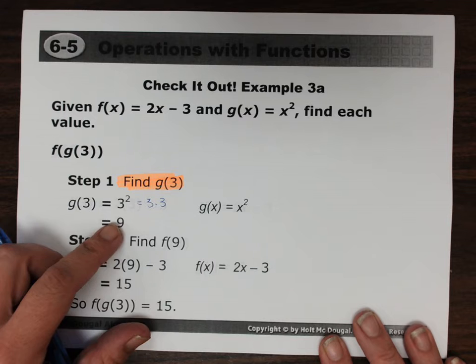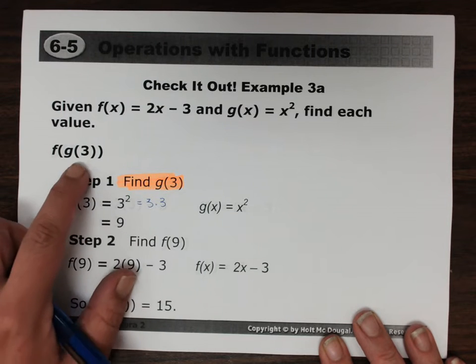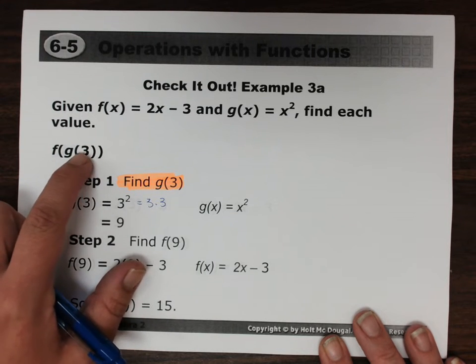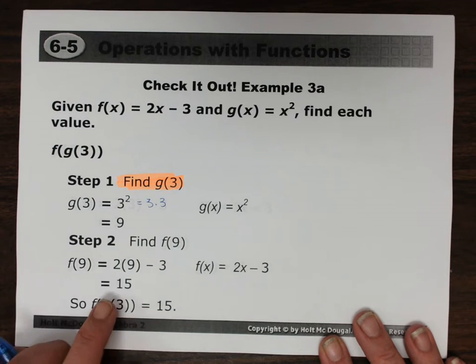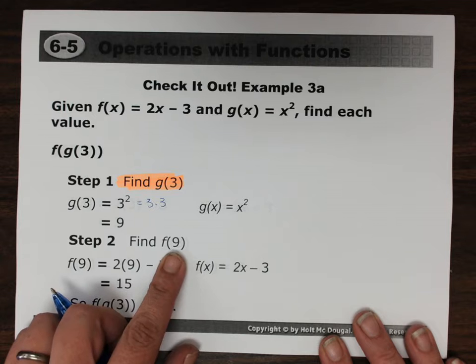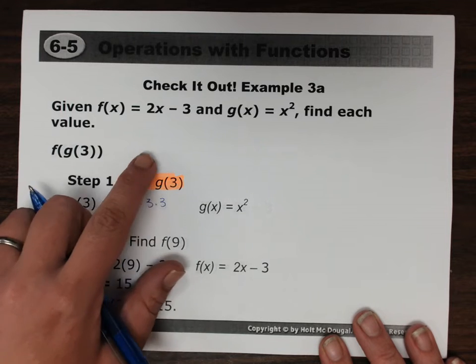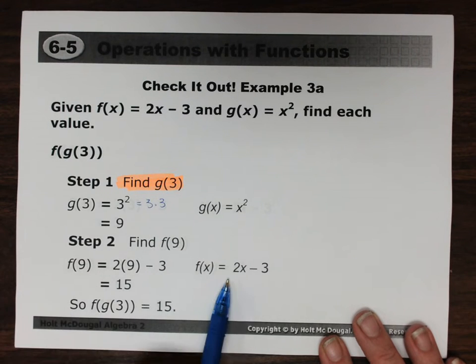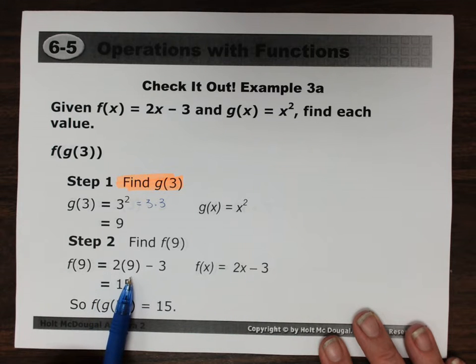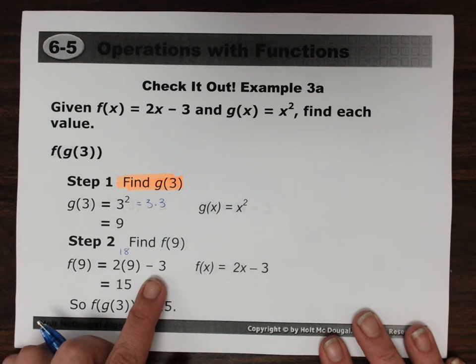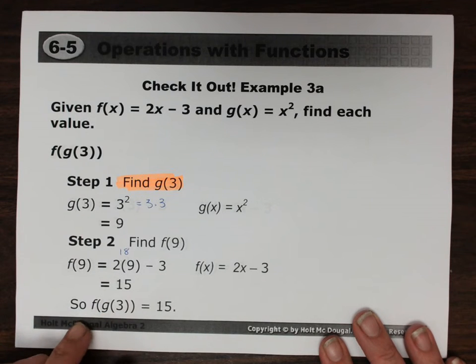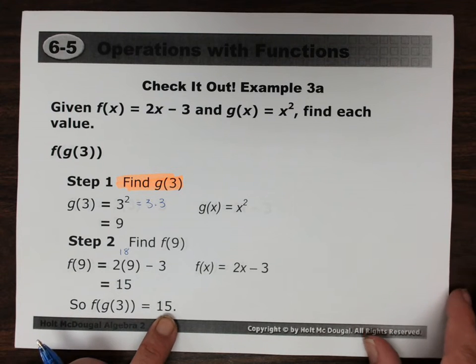Now remember, we're going to take the value we got for g of 3 and plug it back in here. Instead of g of 3, we'll put in 9. Now we want to know what happens when we plug 9 into f. Well, f is 2x minus 3. So 2 times 9 gives me 18, and I'm subtracting 3 from that, so I get a final answer of 15. F of g of 3 is equal to 15.